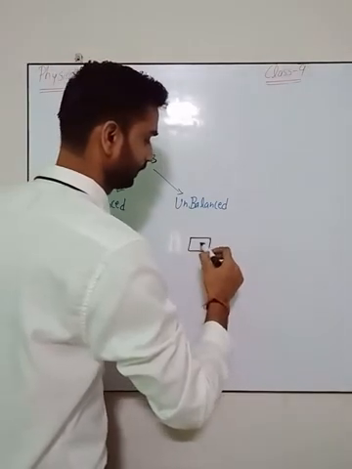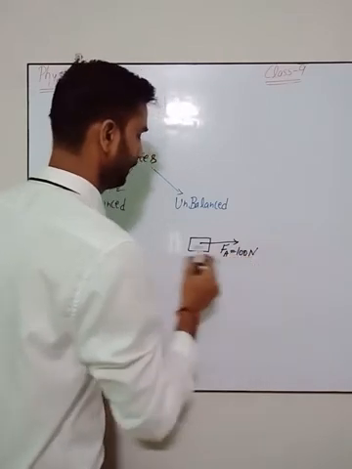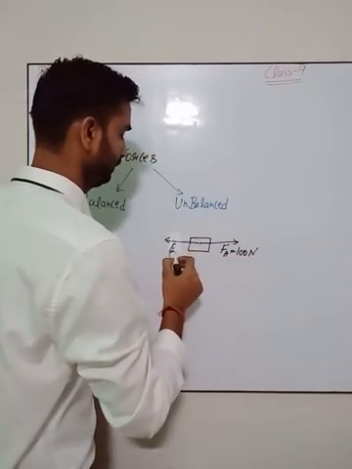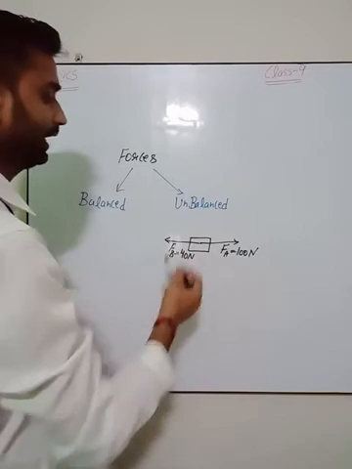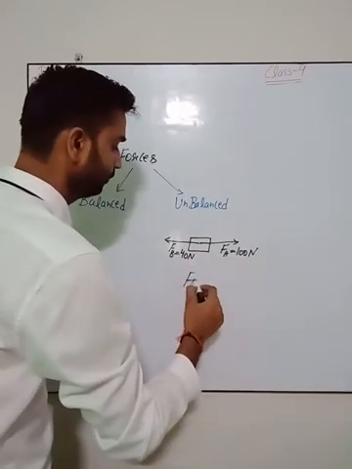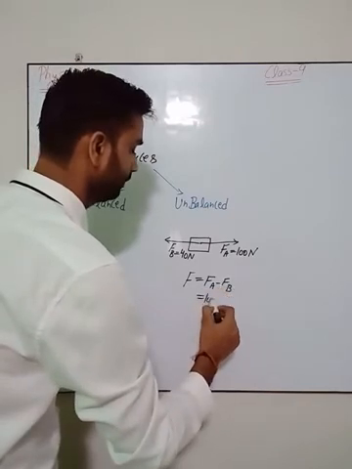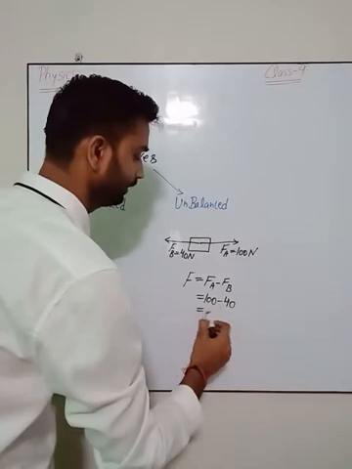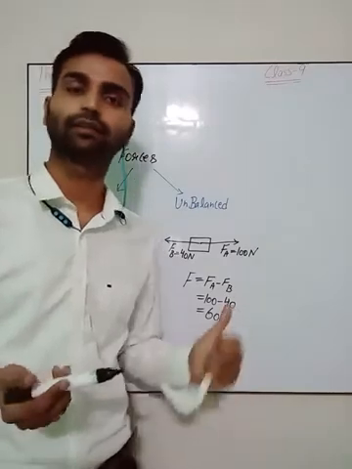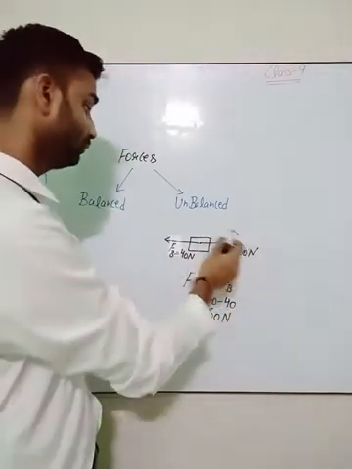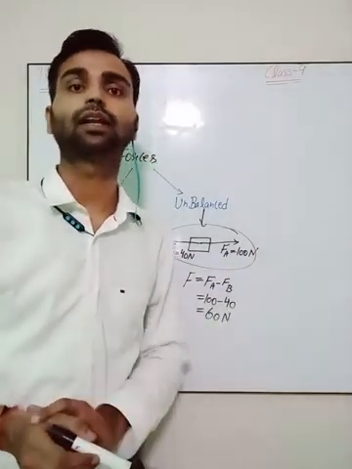Forces, let's say FA is 100 Newton and FB acting on this is 40 Newton. You can see FA is greater than FB. So the net resultant force F equals FA minus FB. This will be 100 minus 40, and how much is it? Yes, it is 60 Newton. So here the resultant force is not 0. So these forces are unbalanced forces. When the resultant is not 0, then the forces are unbalanced forces.